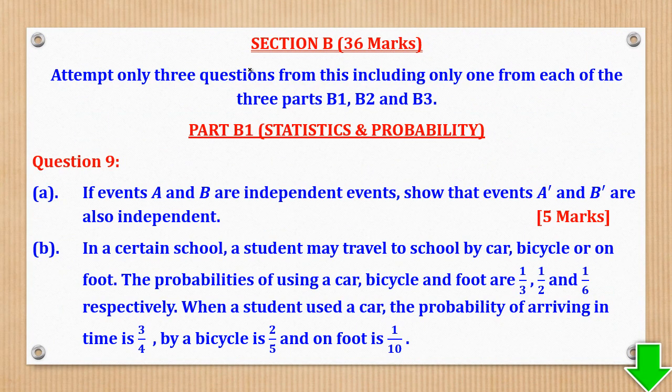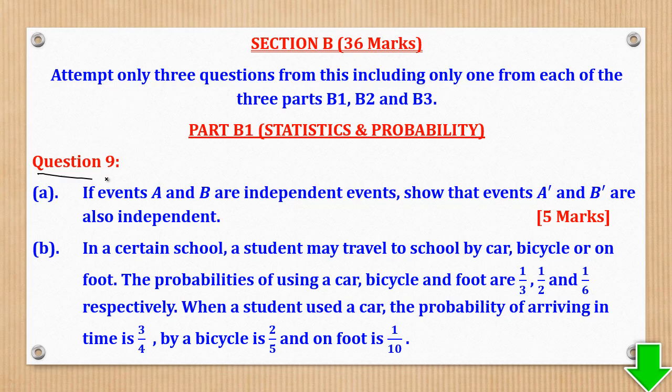That was section A. Now we shall go to section B. Section B had 3 parts. There was a part of statistics and probability, a part of mechanics, and a part of numerical methods. So in each part, a student was supposed to select only one question, and each part had 2 questions, I think.